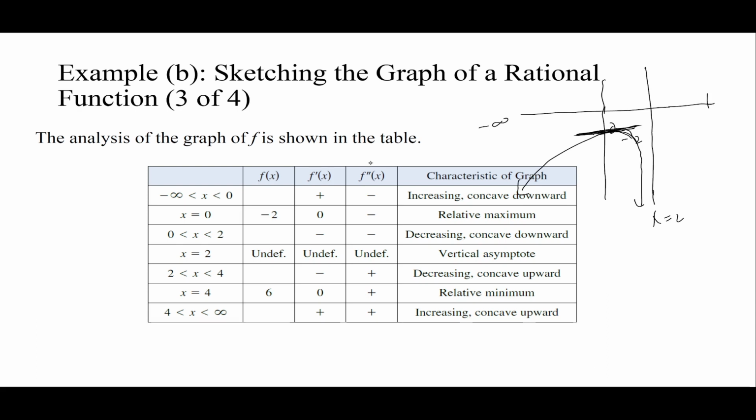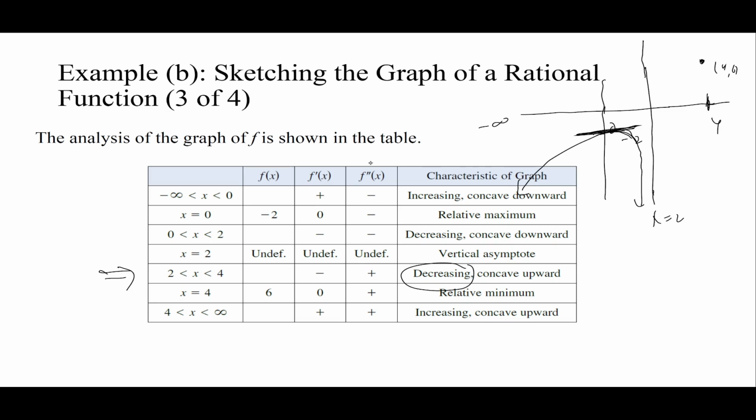From 2 to 4, we are here. The first derivative is negative, that means the graph is decreasing, and the second derivative is positive, that means the curve is concave upward from 2 to 4. At x equal to 4, if you check, the value is 6, so that's a positive value, somewhere here. Now we know the graph is decreasing and concave upward.